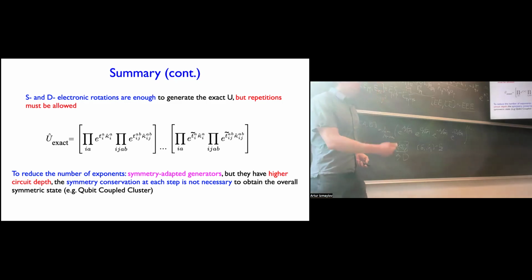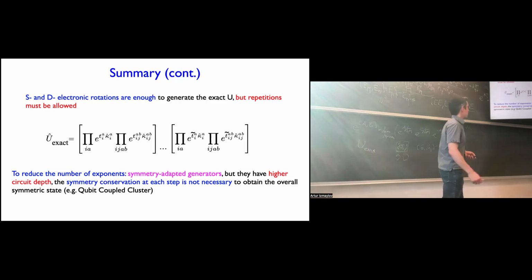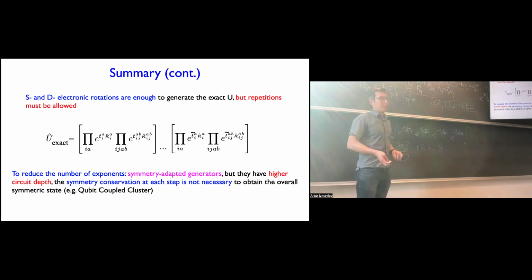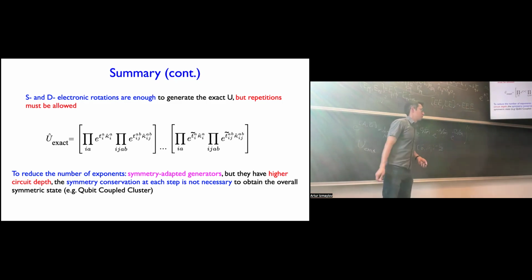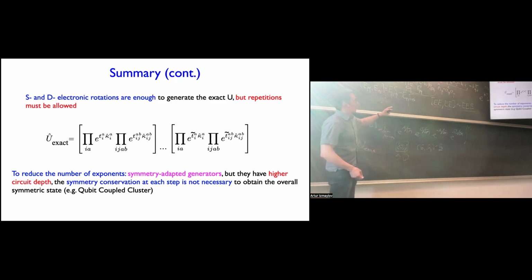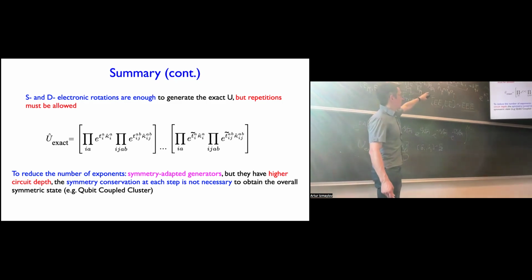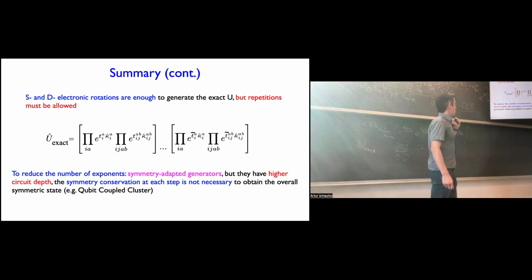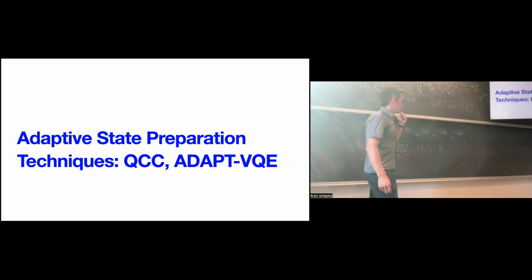All right, so to reduce the number of exponents, we usually symmetrize. But that increases the cost for the circuit depth, because if you want symmetry-adapted generators, then you need to take a linear combination, like in the case, as we saw, of the fermionic ones, which commute with the number of electrons. And then if you write them in terms of Paulis, there are multiple Paulis coming out, right? Okay, and that brings me to adaptive state preparation, but we could probably do a break.